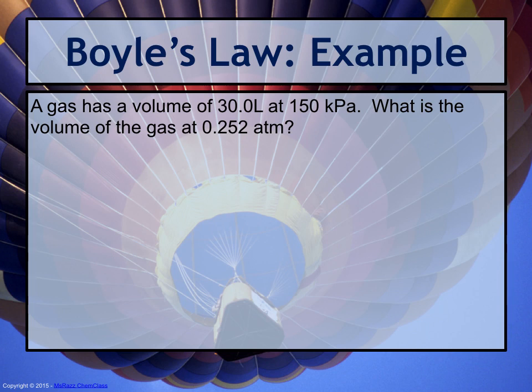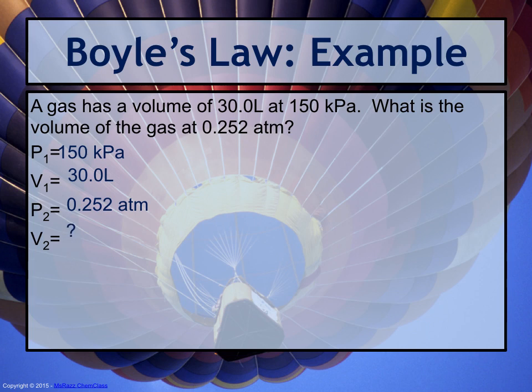A gas has a volume of 30 liters at 150 kilopascals. What is the volume of the gas at 0.252 ATMs? So the first step in solving these problems is to identify the different variables that you have. The first gas would be P1 and V1, and then after it changes, that would be P2 and V2. So we know initially the gas had a pressure of 150 kilopascals and a volume of 30 liters. We also know that the new pressure is going to be 0.252 ATMs, and what we need to find out is the volume.